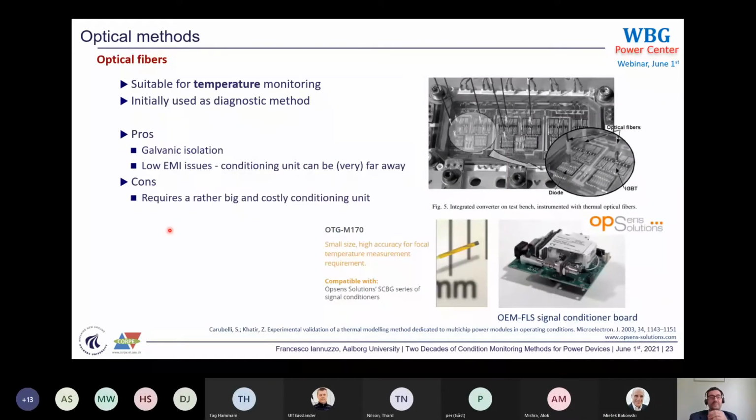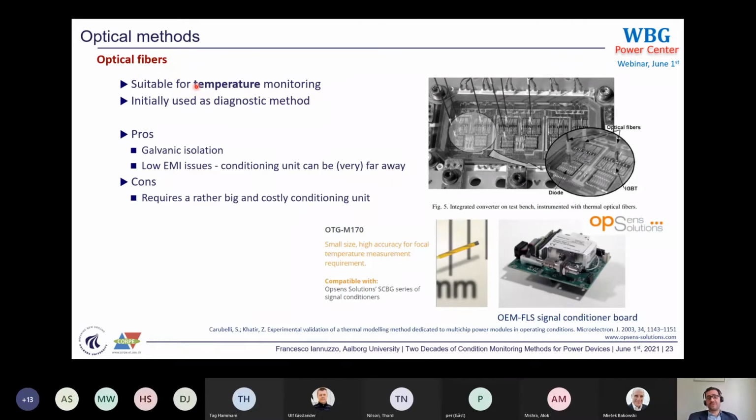Optical fibers. In the beginning, optical fibers were not a condition monitoring method, so I was still in doubt whether to include them or not. Actually, nowadays there is a very, very strong effort in embedding optical fibers into IGBT modules. Of course, we are talking about high-level applications where the value added is relatively high and you can afford it. And definitely, it can be primarily used for temperature monitoring. You can also use it for vibration, but principally it is used for temperature monitoring.